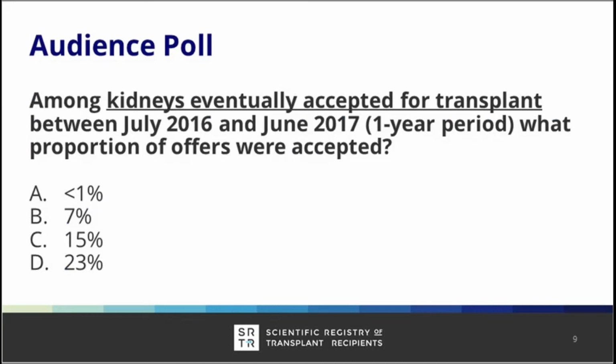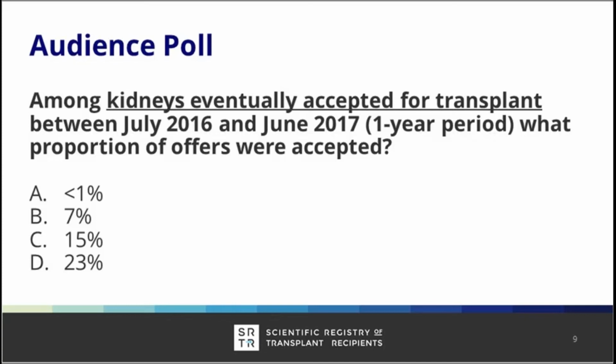It's a bit tricky to word this question, right? But I'm saying, if it took 100 offers to get a kidney placed, then that would be 1%. So if it took 50 offers, you can think about it that way too. Okay, the poll is closed, and let me just compile the results here. Trying to display those in a second.